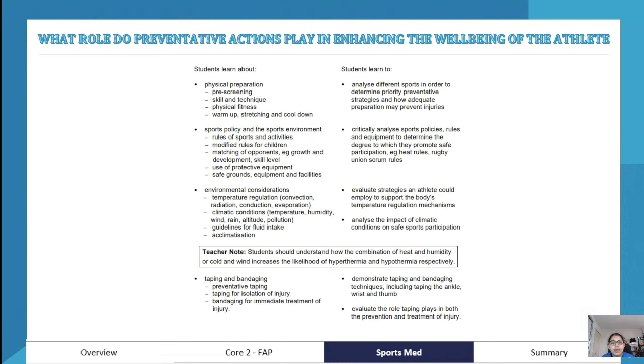So with physical prep, basically preventative actions, we want that athlete to be physically prepared. So pre-screening, getting a medical clearance from their doctor, which we've talked about in adults and aged athletes. Their skill and technique needs to be on point. Physical fitness needs to be up, and they should be warming up, stretching and cooling down.